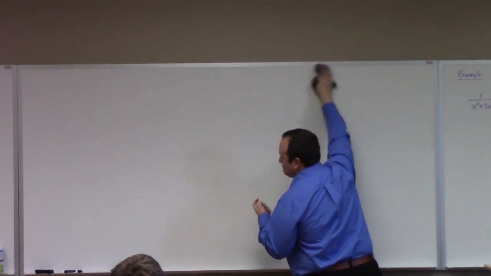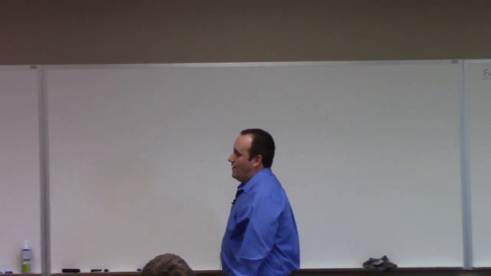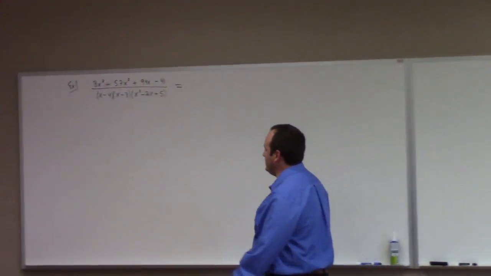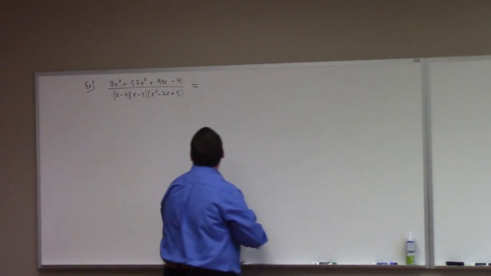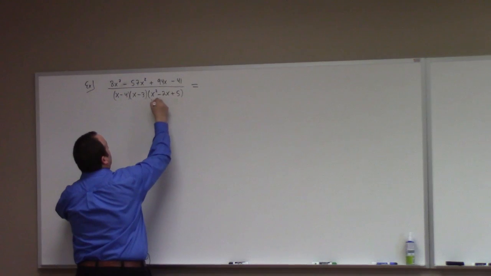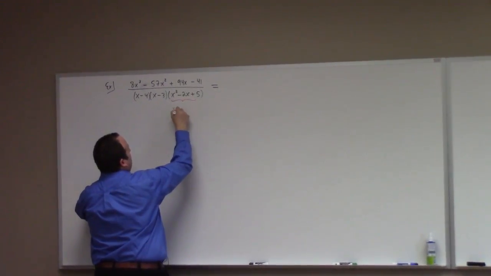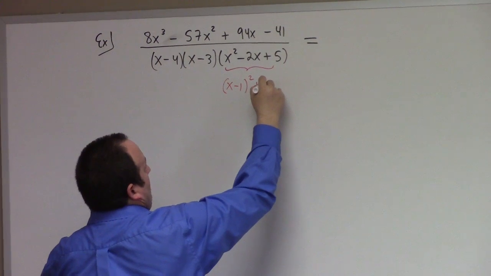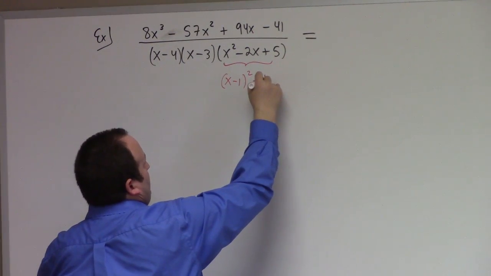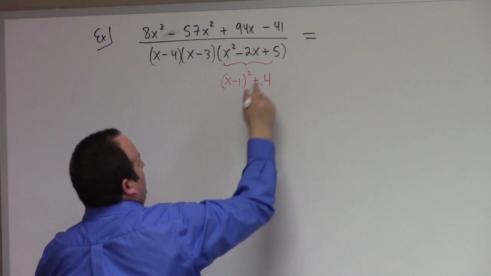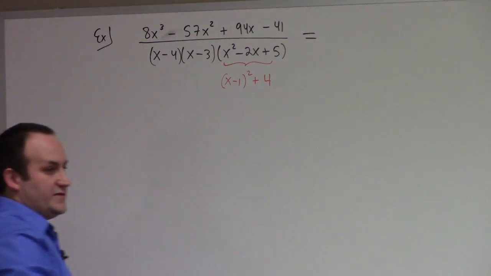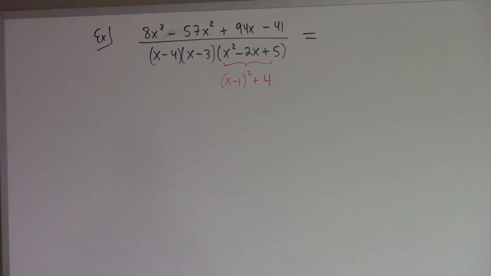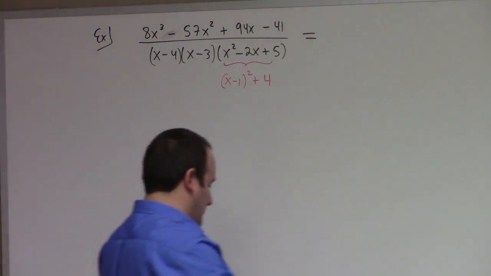All right, so goodness gracious, what to do here? Well, this, folks, is what? This is x minus 1 quantity squared plus what? Yeah, plus 4. So that we can't factor over the reals. It's irreducible. It's a prime quadratic. All right.